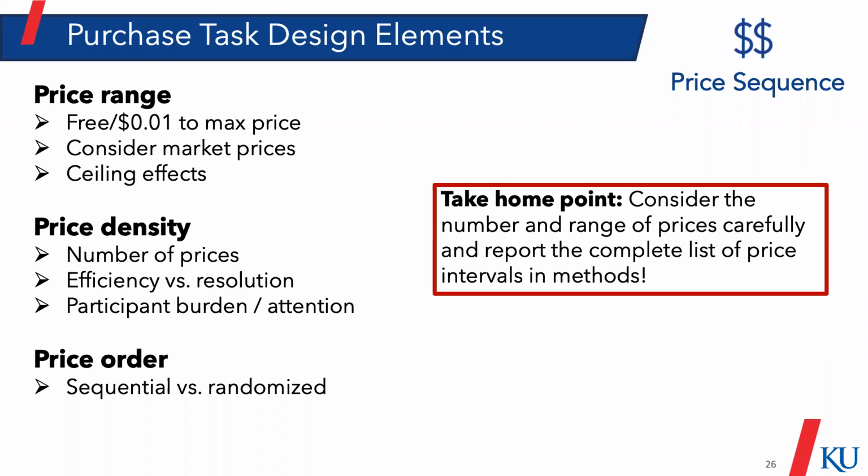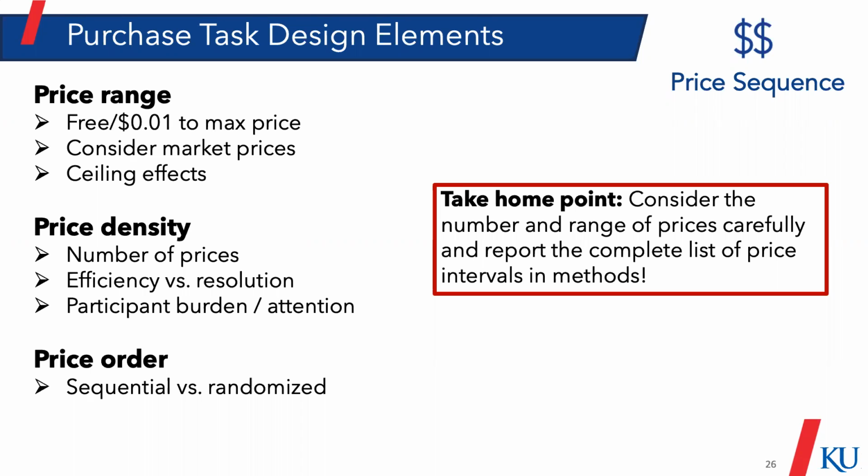So the take-home point here is to consider the number and range of prices carefully based on the research goal of your study or the goal of your clinic. If you're trying to just get a fast assessment of alcohol demand for a baseline evaluation, you might be able to go with a smaller number of price items, price intervals. If you're looking for a very high resolution analysis, you need to increase the number of prices. That might mean that you reduce the number of other questionnaires or other assessments to reduce participant burden.